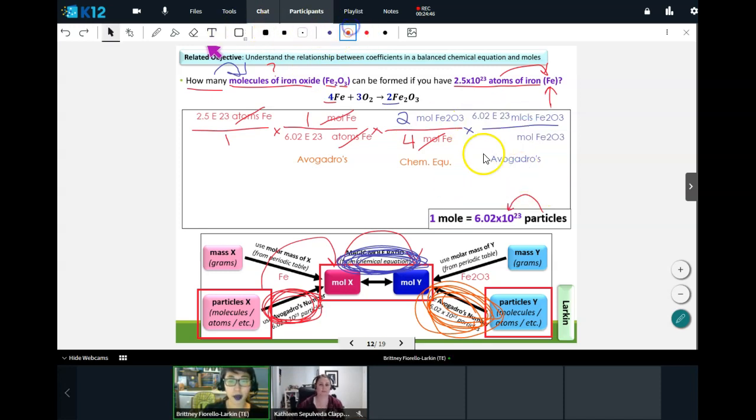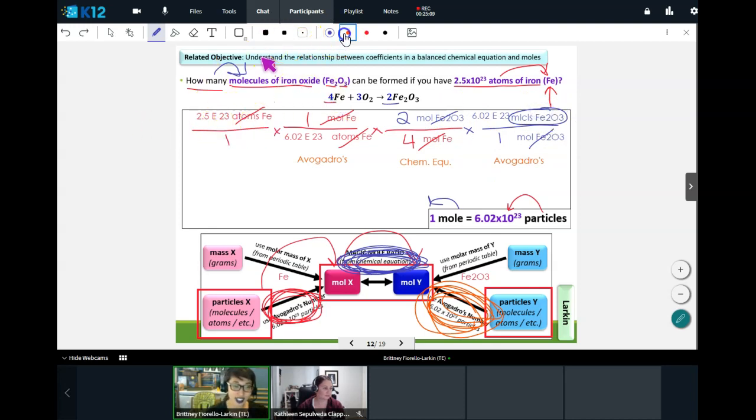Perfect. And then taking a look here, Avogadro's number is always talking about how many moles? How many moles are always in Avogadro's number? You guys are messing me up now. Yes, always talking about a single mole, so 1. All right, so we got rid of moles of iron oxide. Now we are left with molecules of iron oxide. That's exactly what we want.